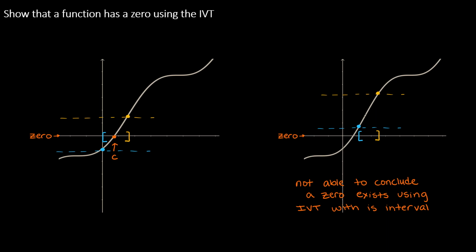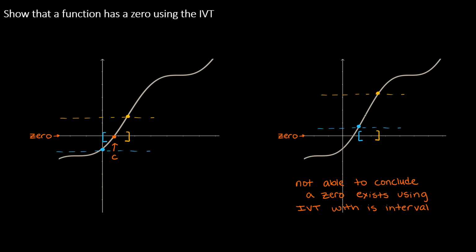Another limitation of this intermediate value theorem is that we need to make sure that we pick an interval where the function is continuous. There are discontinuities out there, so think of the function 1 over x. If I wanted to show that there was a 0 using the intermediate value theorem, for example, I would not be able to use an interval that went across the vertical asymptote for that function.